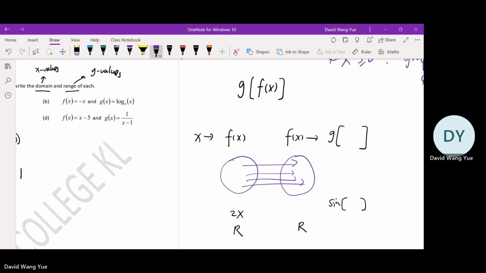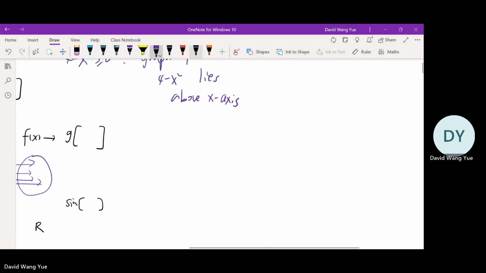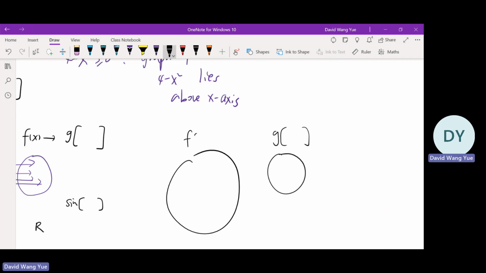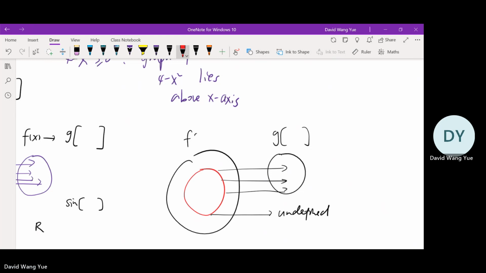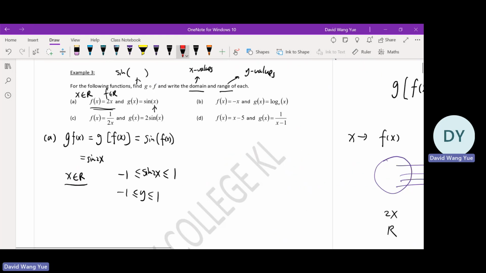Unless the domain of g, the values that you can sub into g, is smaller than the range of f. That means some of the values you can substitute, but some of the f values will give you undefined. In that case, we need to adjust the values of f that can be subbed into g. We'll see this in some other questions.